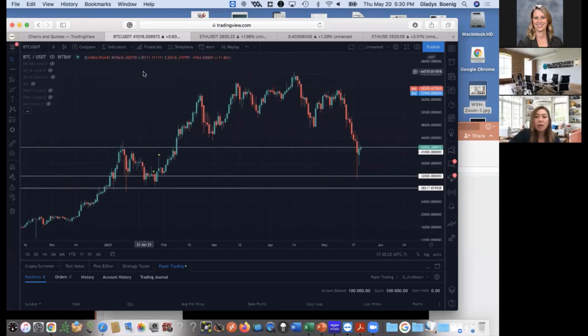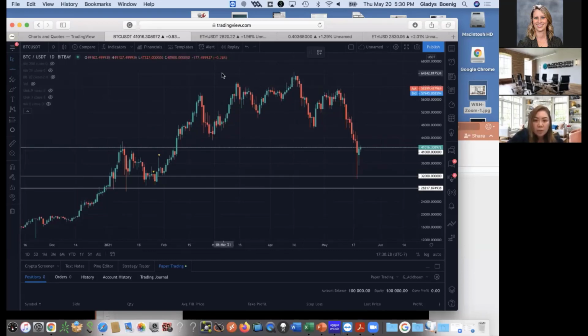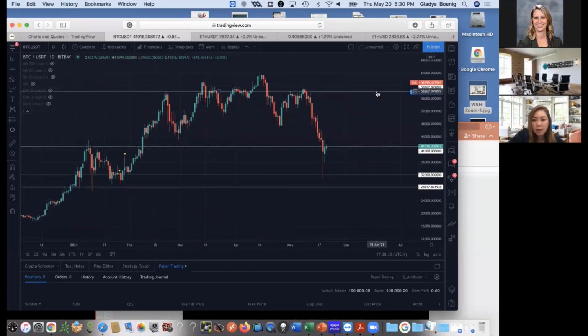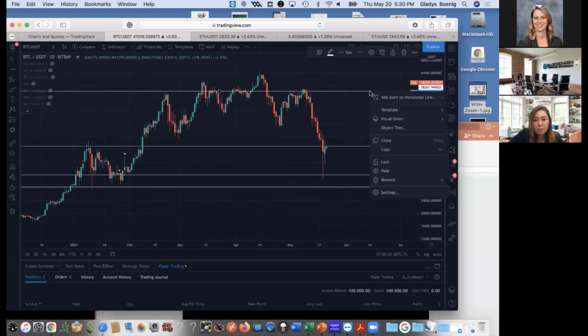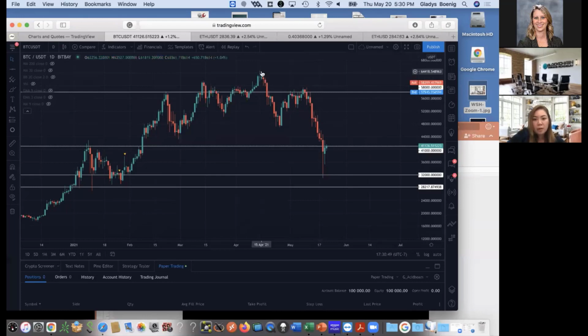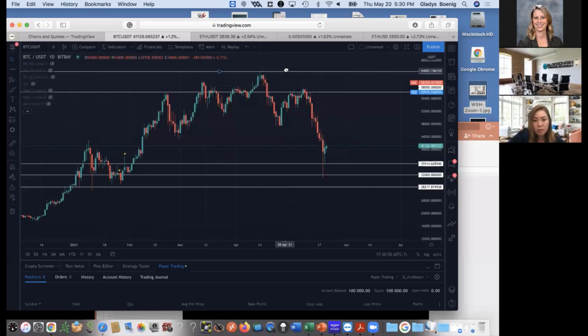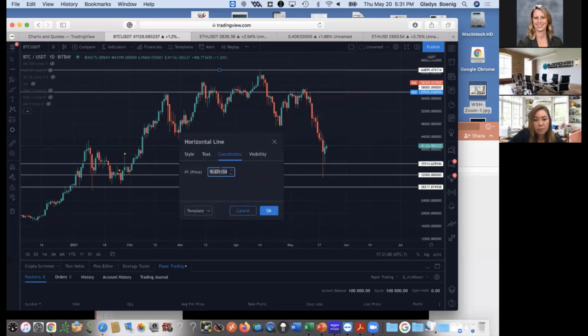Resistance, on the other hand, is the line or activities on the top. I would say there's a big resistance here, right? Let me fix that and put that into a whole number. So this is about the 58,000 mark. And then, of course, the all-time high, so 65.